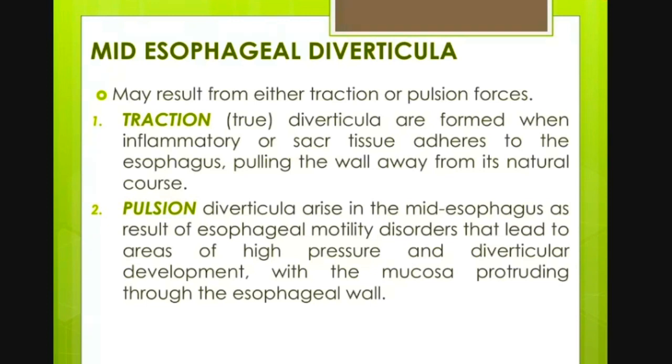Pulsion diverticulum arises in the mid-esophagus, a result of an esophageal motility disorder that leads to an area of high pressure and a diverticulum with the mucosa protruding through the esophageal wall. But more common it is a traction. It can also occur in the mid-esophagus as a pulsion, but traction is more common. Remember in your mind, traction is more common than pulsion in the mid esophagus, not like in the upper part or lower part of the esophagus.